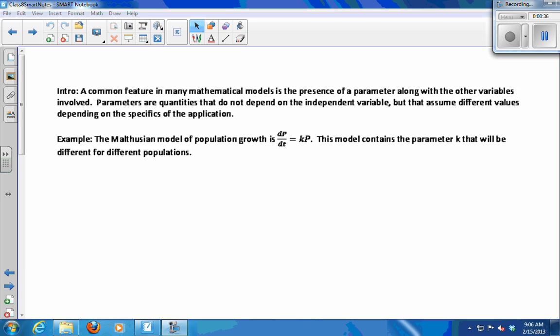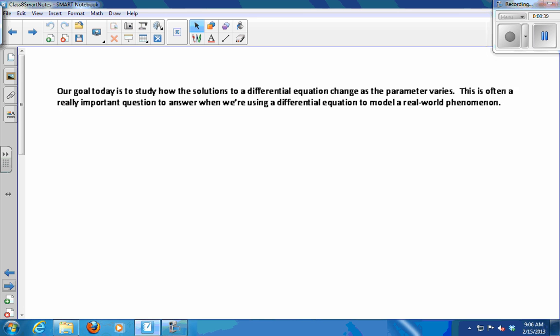So our goal today is to study how the solutions to a differential equation change as you vary the parameter. This is often a really important question to answer when we're using a differential equation to model a real-world thing. The book gives an example of writing a differential equation that will model the motion of a bridge over time, and it has a parameter in it that accounts for the mass the bridge is holding. So you want to know if the solutions change based on the number of cars that are on the bridge. Really important to know.